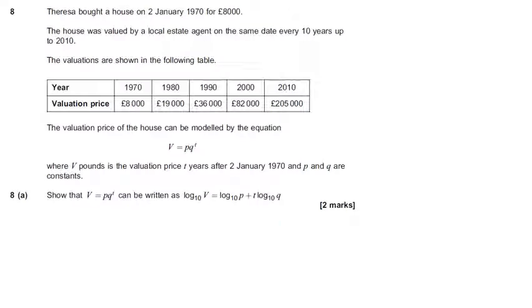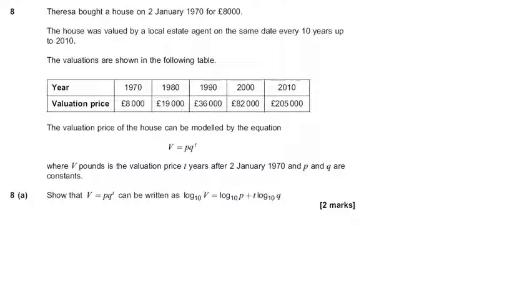Right, question 8 is a modelling question. So we've got some data about house prices over periods of decades, and the price going up and up. So apparently in 1970 you could buy a house for £8,000. Wow. And the equation is this. So V is equal to P times Q to the power of T. And P and Q are some numbers to be found.